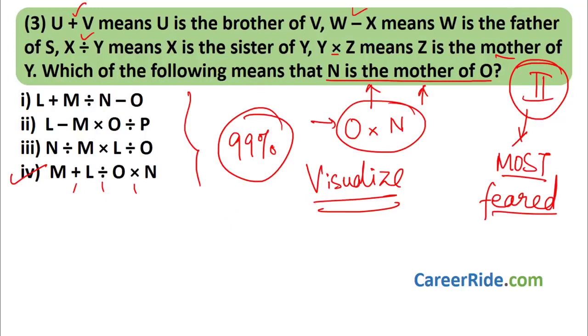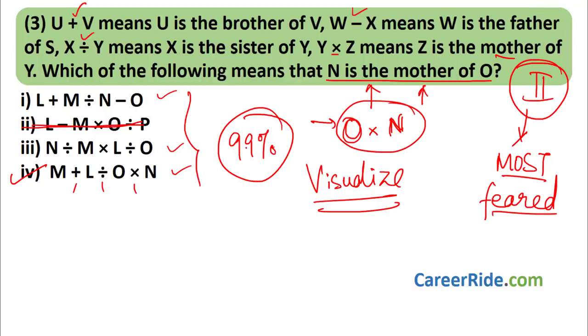Now one more thing I want to point out is that here we want O X N, that means we want a relation between O and N, correct? So which options have O and N over here? This one has O and N, this has O and N, this has O and N in it. N is not over here, so this can never be the answer. So this is sort of an elimination technique which you can use.